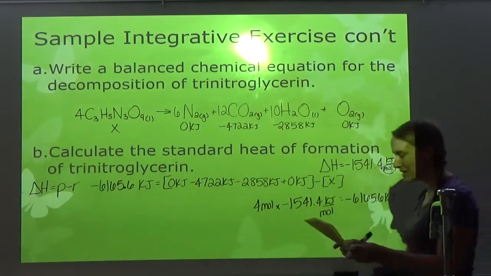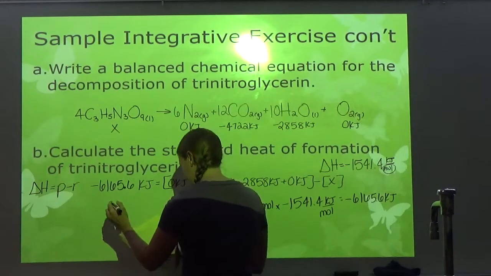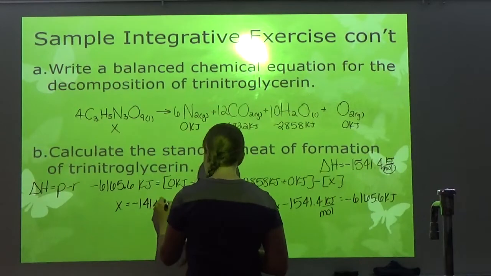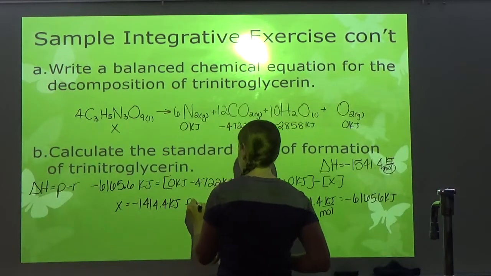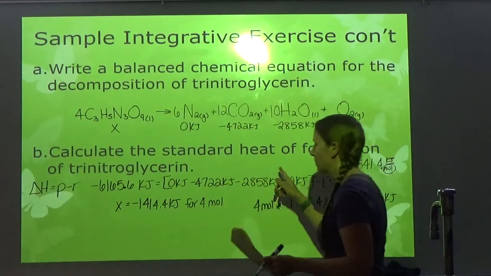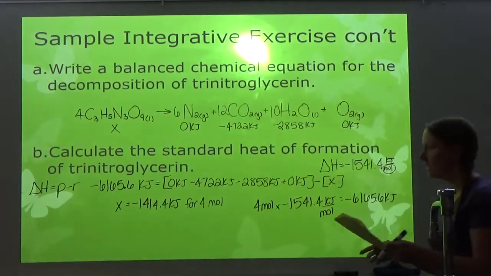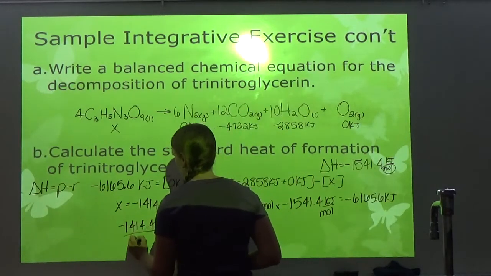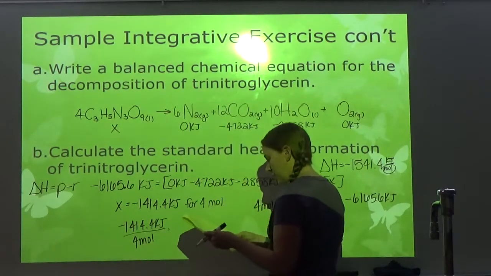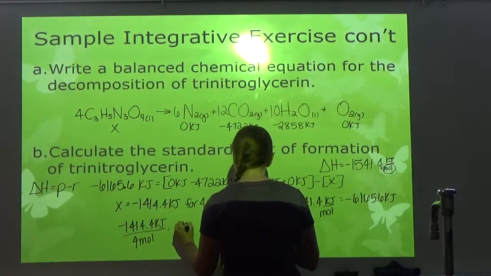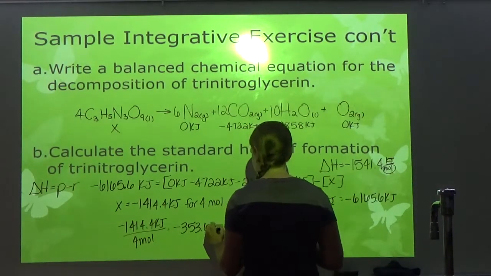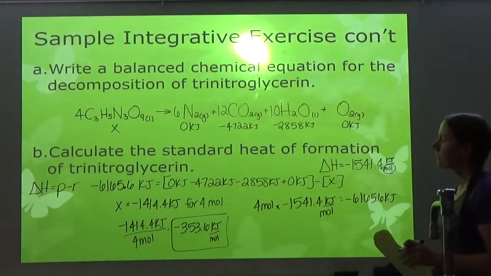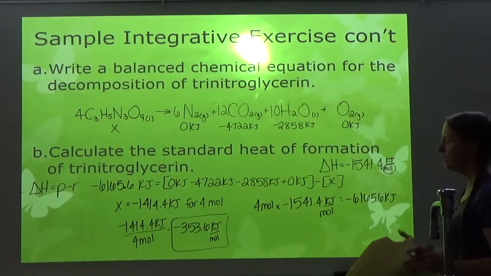All right, so now when I solve for X, I end up getting negative 1,414.4 kilojoules, and remember that is for 4 moles though, okay, because we've already taken into account the 4 moles. So then I take that number and divide it by my 4 moles. And so I end up getting negative 353.6 kilojoules per mole. All right, and so that's all you got to do for that, okay?